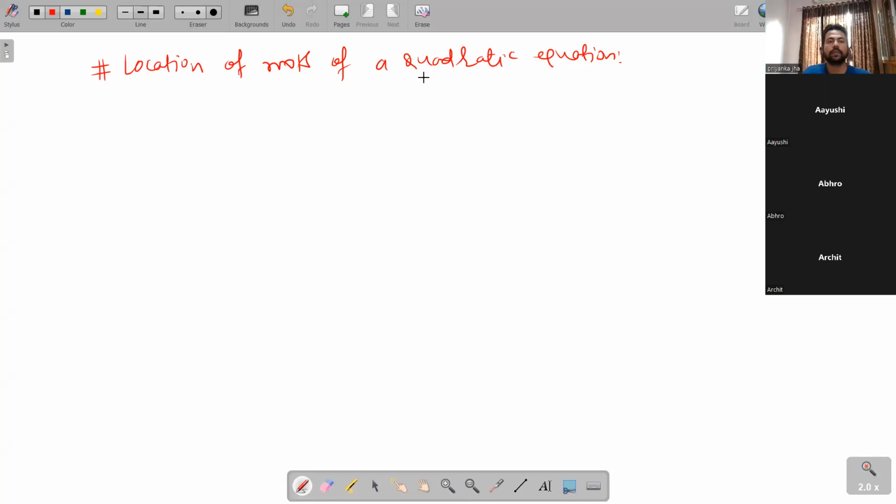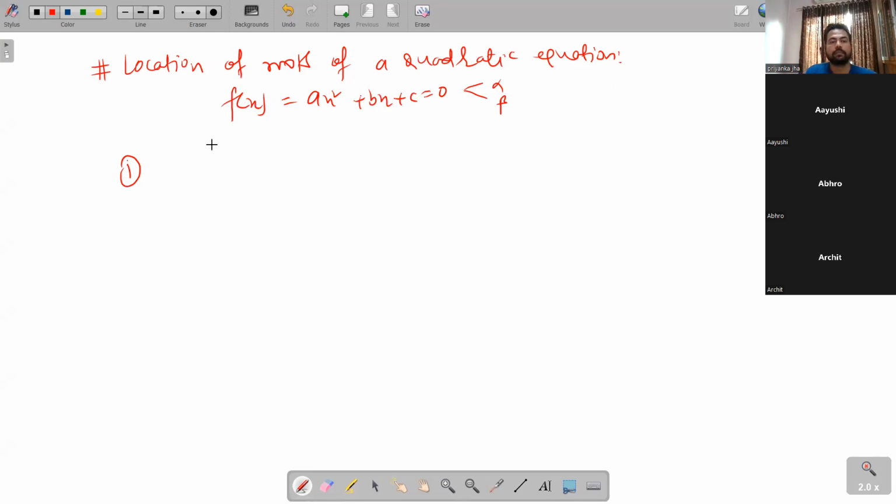Okay, so today we'll start with location of roots of a quadratic equation. Suppose we have a quadratic equation like this. It will have two roots, and because we are discussing the location of roots, we'll be talking about only real roots, because in a real plane we cannot define the location of imaginary roots.